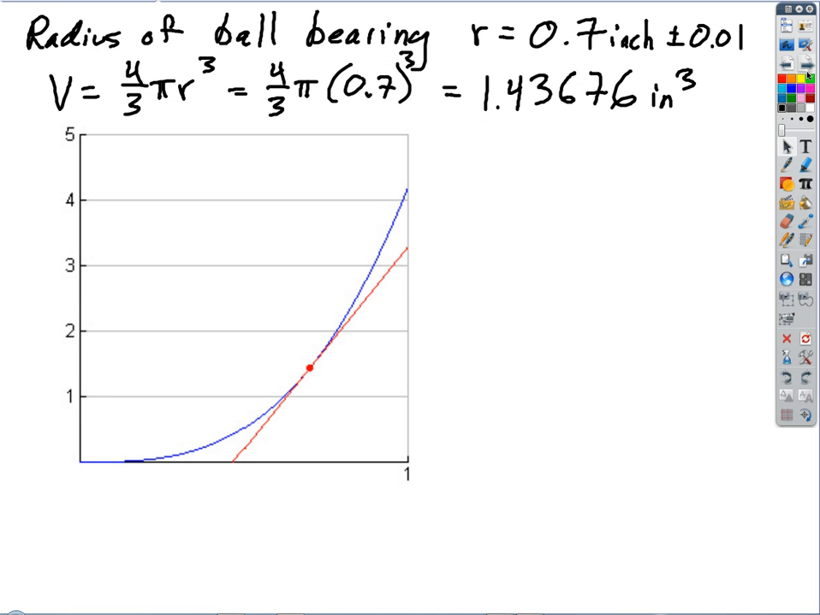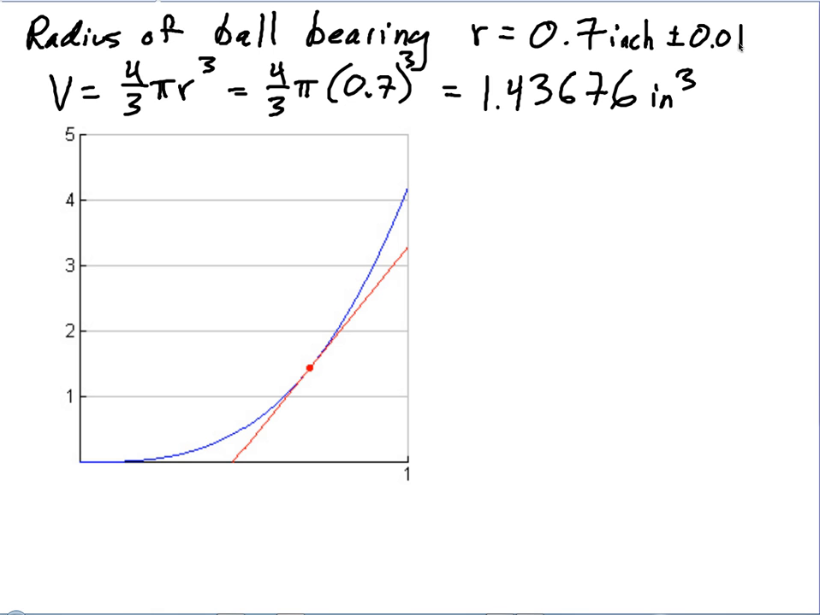Okay, what if we've got the radius of a ball bearing is 0.7 inches, 7/10 of an inch, plus or minus 1/100 of an inch. Okay, why would there be a plus or minus there? Yeah, there's going to be some error, right? When you build stuff, there's always going to be a little bit of error. It may be small, and hopefully it's small.